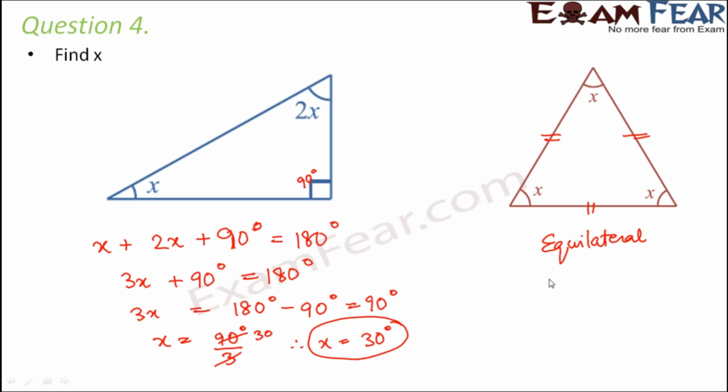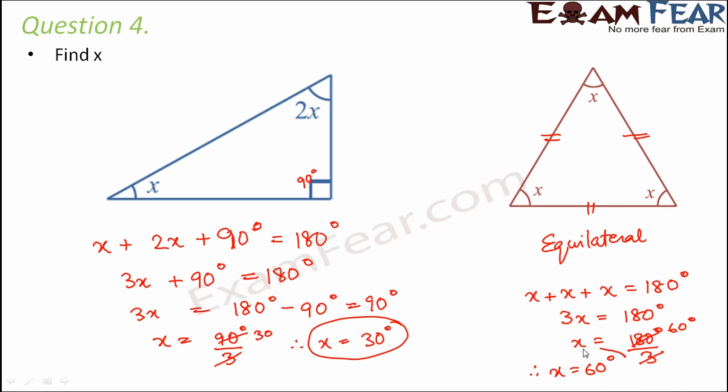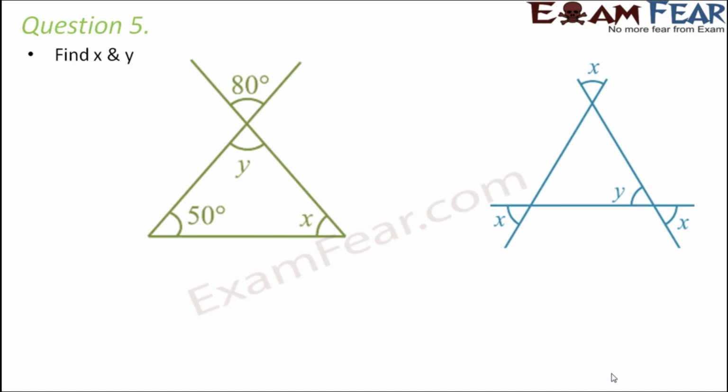However, the angle sum property will still remain the same. That is, the sum of three angles will still be equal to 180 degrees. So this would be 3x is equal to 180 degrees, or we can say x is equal to 180 degrees divided by 3. So 3 6s are 18. So we can say x is equal to 60 degrees. Therefore, the measure of each angle of an equilateral triangle is 60 degrees.